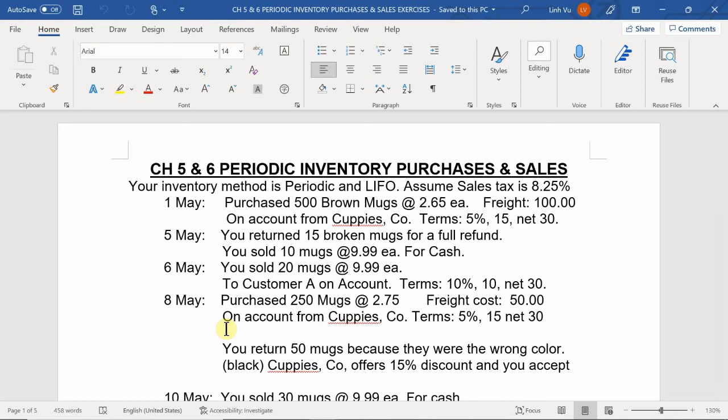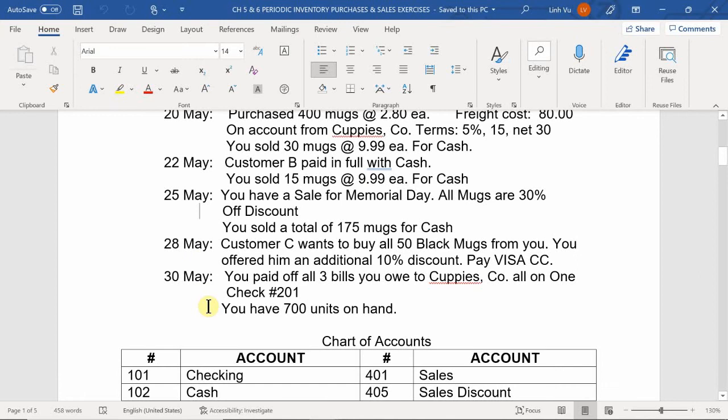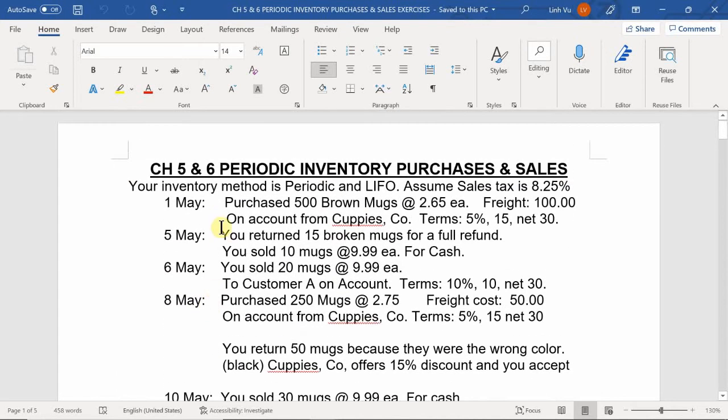However, we were also given terms. In this case, the terms are 5% if you pay within 15 days. If not, you have to pay in full in 30. So did I meet the discount due date? No, I 100% missed it. Since I purchased it on May 1st, that means by May 30th I'm obligated to pay for that batch of inventory, because I was only given 30 days to pay the whole bill off. So I just have to figure out the total amount that I owe for this batch of inventory and pay the whole thing off.